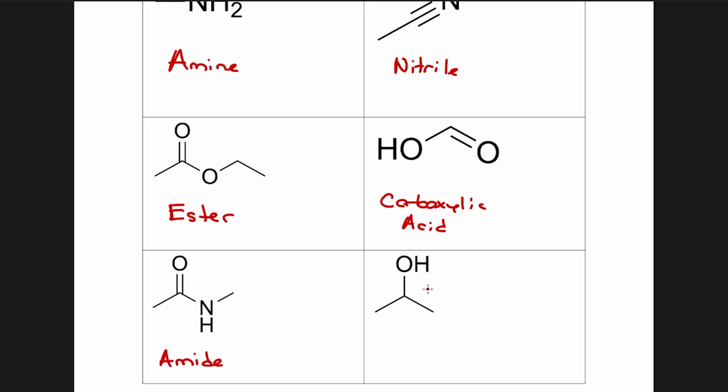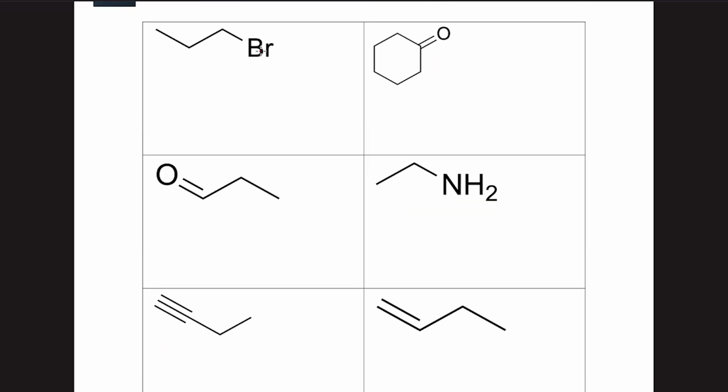The last problem on this page, I see this hydroxyl that is bonded to an sp3 hybridized carbon. So I know it's an alcohol. The next couple problems, I see bromine, which is a halogen, bonded to an sp3 hybridized carbon. So I know that this is an alkyl halide.